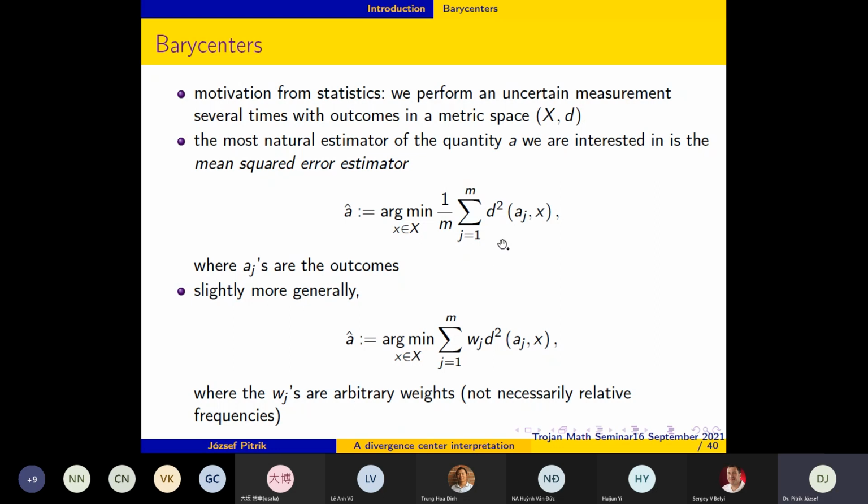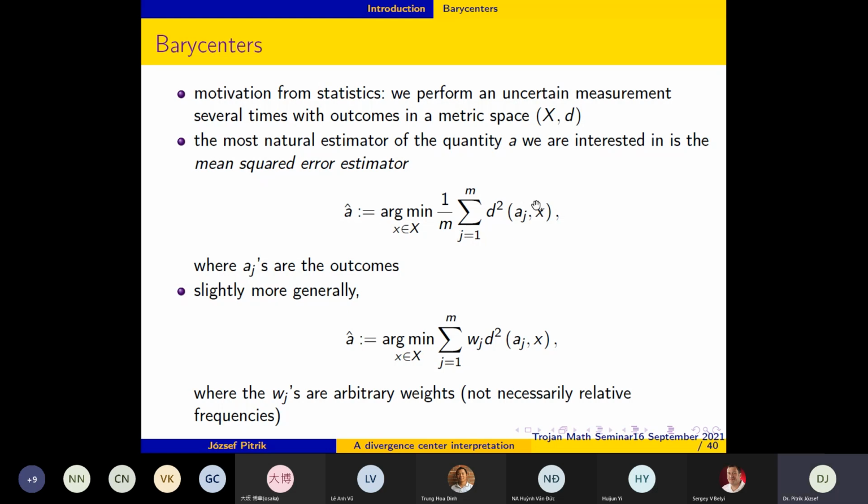Now, let's turn to the notion of barycenters. The notion of barycenter, or least squares mean, plays a central role in averaging procedures related to various topics in mathematics and in mathematical physics. In our case, motivation comes from statistics. We perform an uncertain measurement several times with outcomes in a metric space (X, d). And in this case, the most natural estimator of the quantity A we are interested in is the mean square estimator A hat. You can see here.